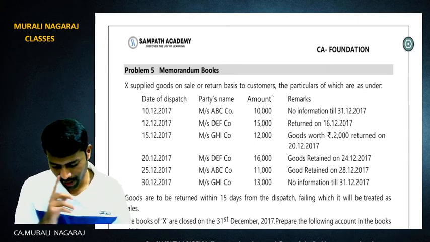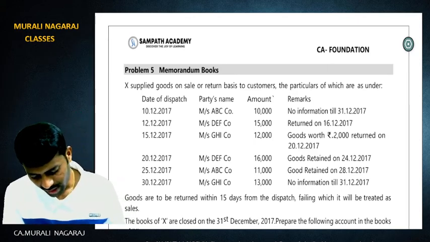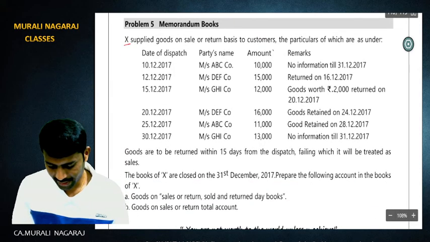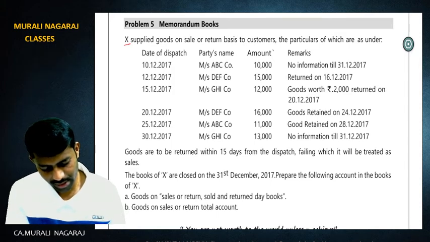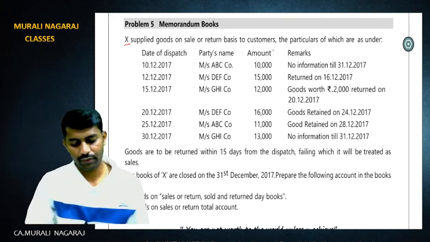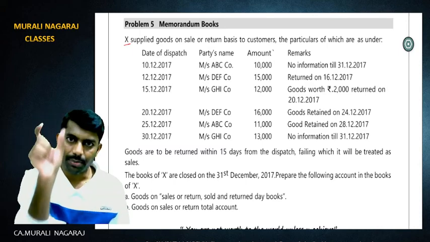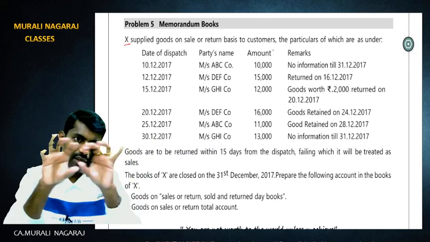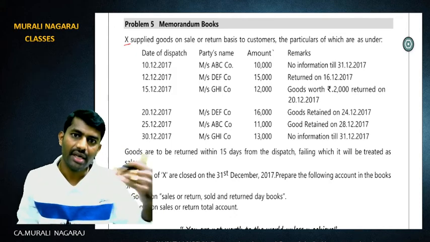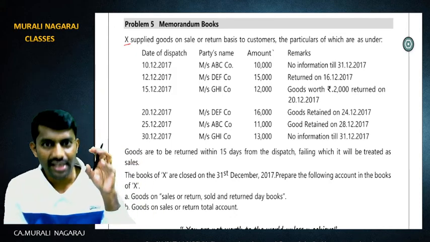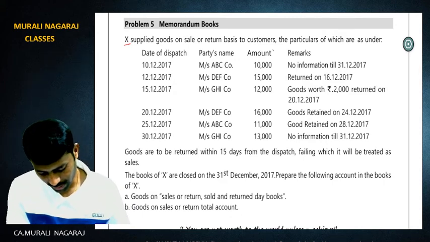Problem number 5, memorandum books. X supplied goods on sale or return basis to customers, the particulars of which are as under. Let us see. Like in the previous problem, where they gave the date, party and amount in a table, here they have given it date-wise, one by one. That is nothing but a day book. Let us see what they have asked.